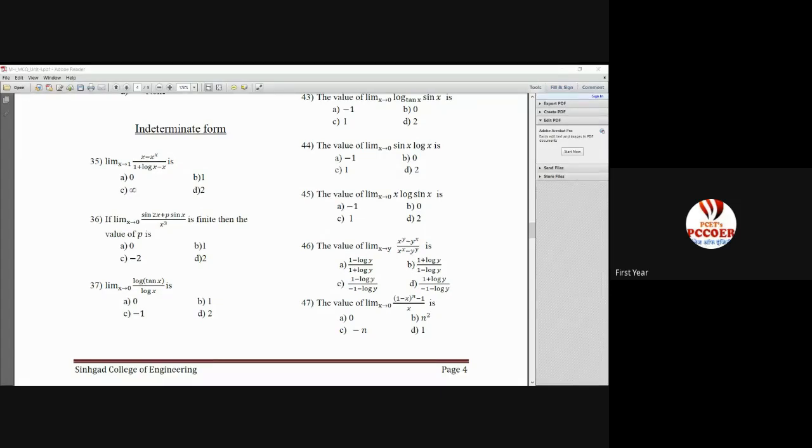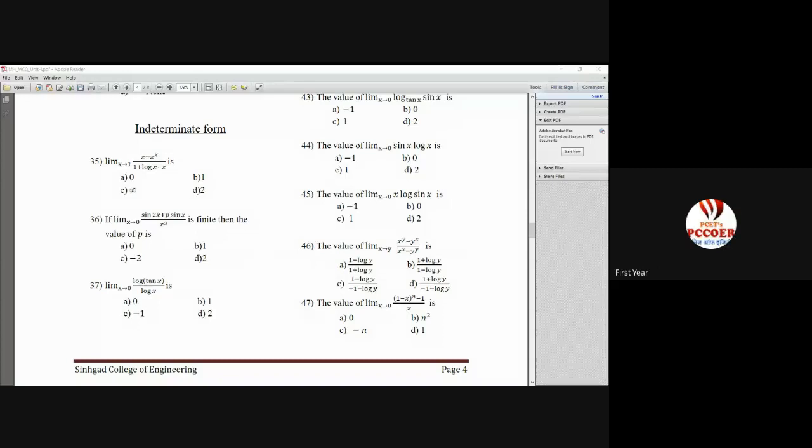Then what is the Fourier series expansion for f of x defined in the interval 0 less equal x less equal 2 pi? a naught by 2 plus summation n equal to 1 to infinity an cos nx plus bn sin nx.